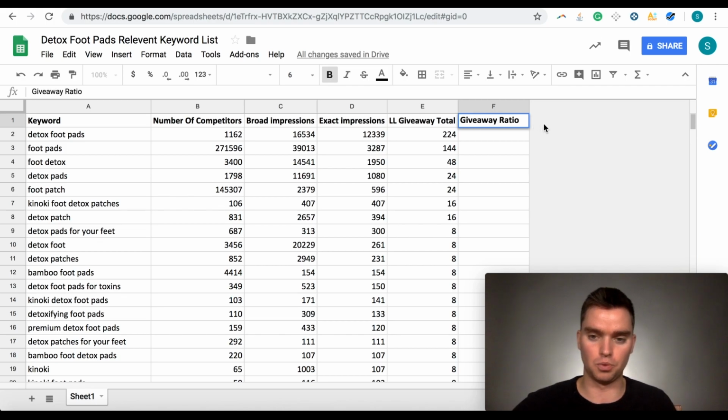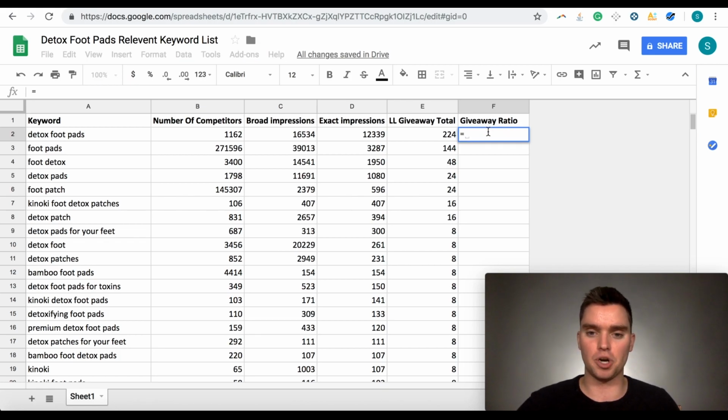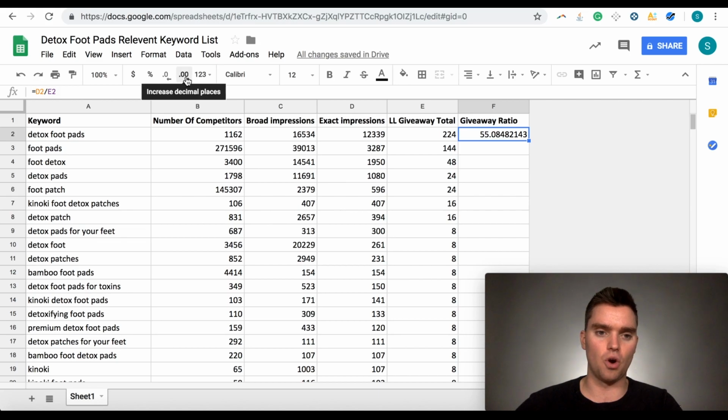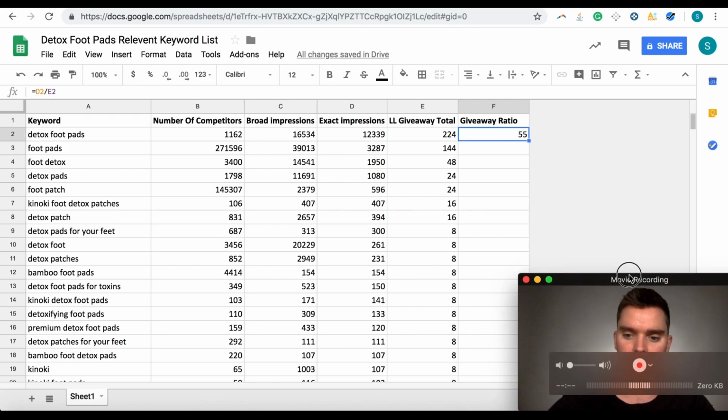We're going to call it giveaway ratio. So create a separate column called giveaway ratio. Then hit the equal sign: exact impressions divided by giveaway total. Then go over here and reduce the decimal places to a whole number. It really doesn't matter as much, but I like to do a whole number. I'm going to move myself out of the way.